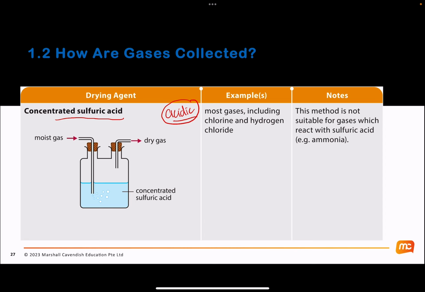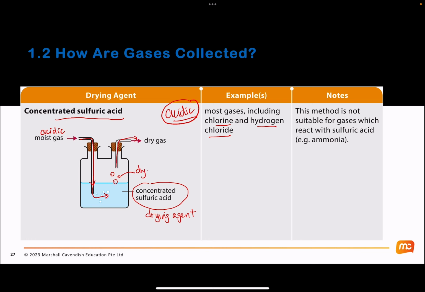So you can actually insert this word. If the gas that you're collecting is acidic, like hydrogen chloride or chlorine, you will use concentrated sulfuric acid. That is the part which you need to remember. How does it work? Let me show you. You have an acidic gas. You will then bubble it through a delivery tube into a container of concentrated sulfuric acid, which is my drying agent. While passing through, the sulfuric acid will absorb the water from the gas, and the bubbles of gas that escape will now be dry.